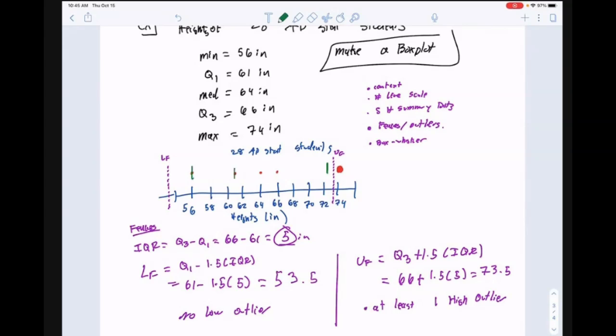Now we finish off. Lines, lines, lines. Whisker, whisker, box, complete.